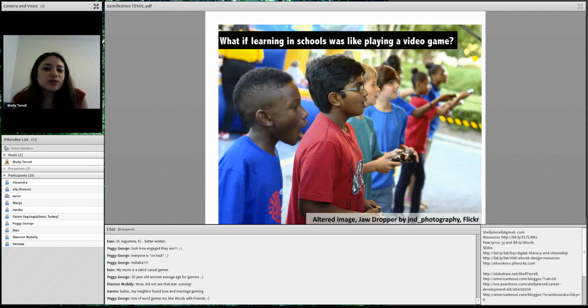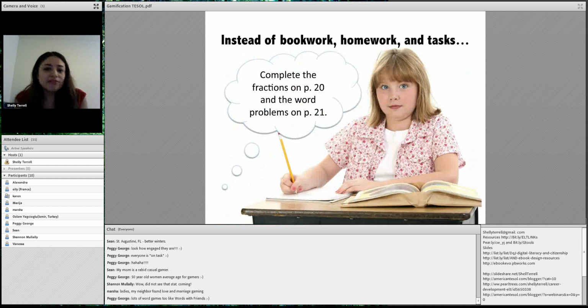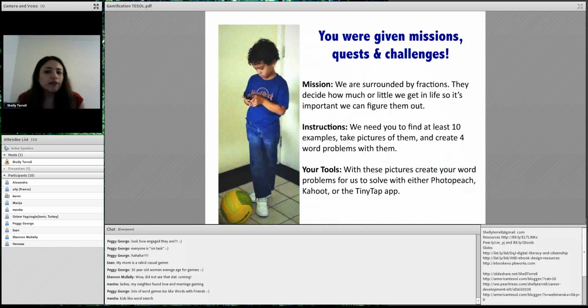So what if learning in schools was like playing a video game? Instead of bookwork, homeworks, and tasks. And I'm talking about things like complete the fractions on page 20, or look at the periodic table on this page, or let's read about this physics phenomenon, or let's learn words in English and language through a book. A book is just one of our tools. But if the learning doesn't rise from that, if it's not being applied, then it's not helping our students. What we need to do is go beyond that. That cannot be our crutch. And instead of being given homework, students were given missions, quests, and challenges.